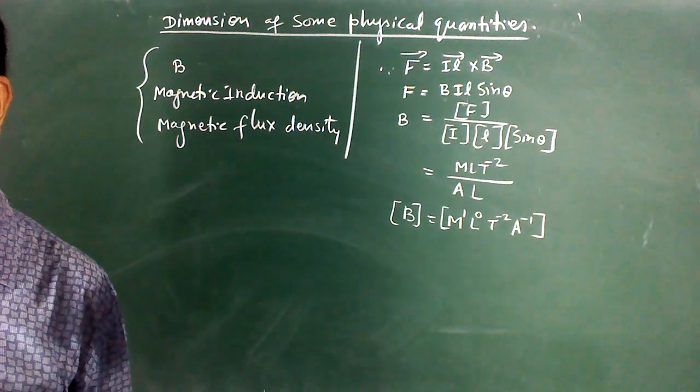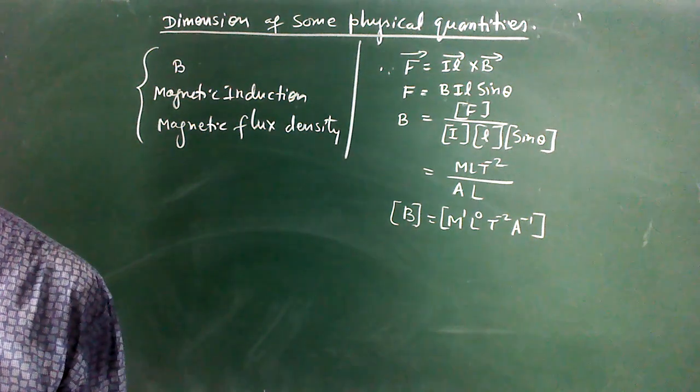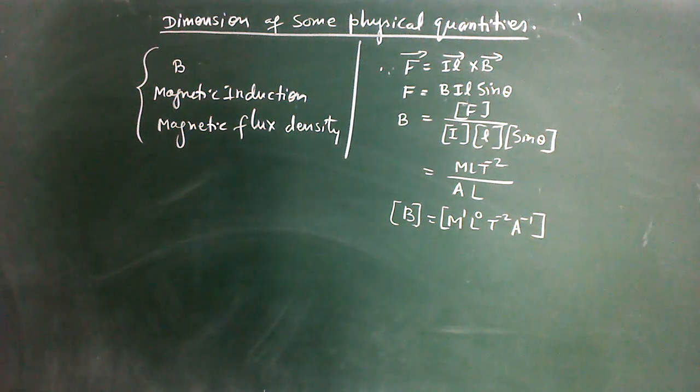Now we will derive the dimension of mu naught, that is, the permeability of free space.